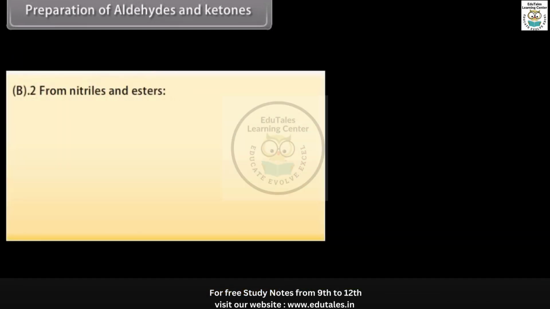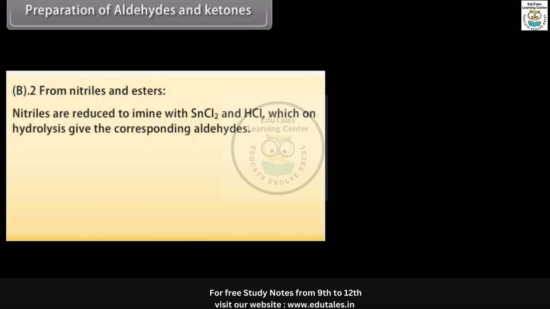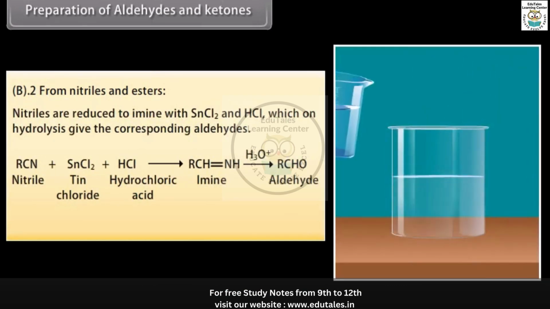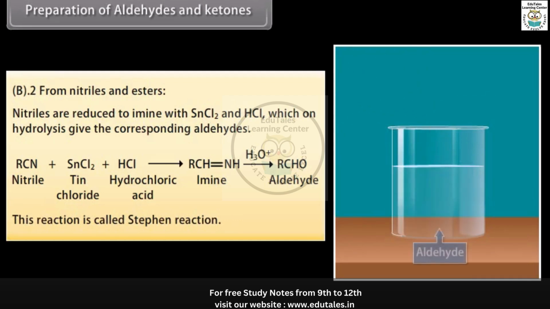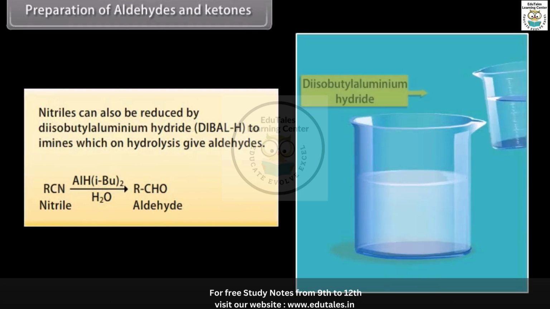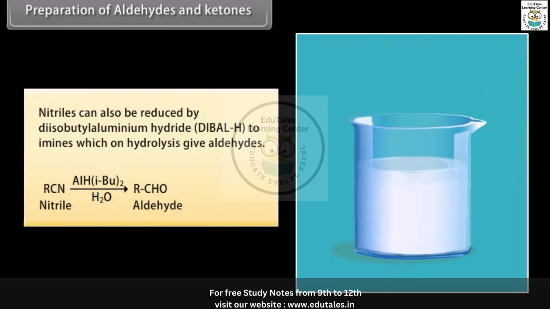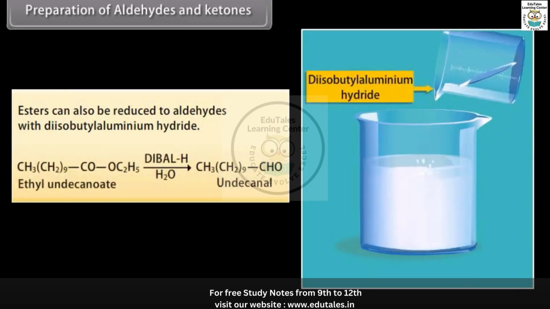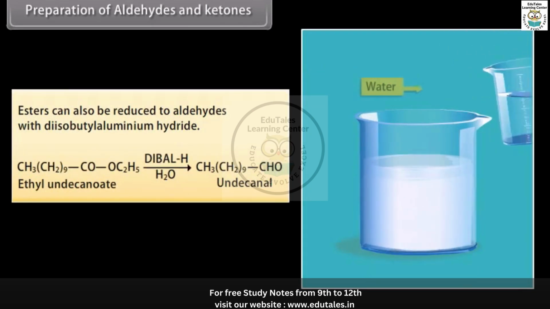From nitriles and esters. Nitriles are reduced to imine with tin chloride and hydrochloric acid, which on hydrolysis give the corresponding aldehydes. This reaction is called Stephen reaction. Nitriles can also be reduced by diisobutyl aluminium hydride to imine, which on hydrolysis give aldehydes. Esters can also be reduced to aldehydes with diisobutyl aluminium hydride.